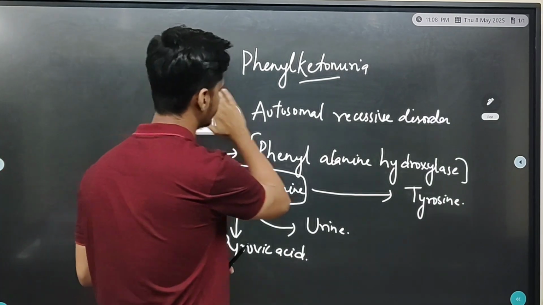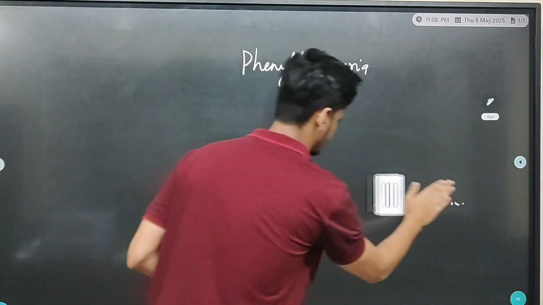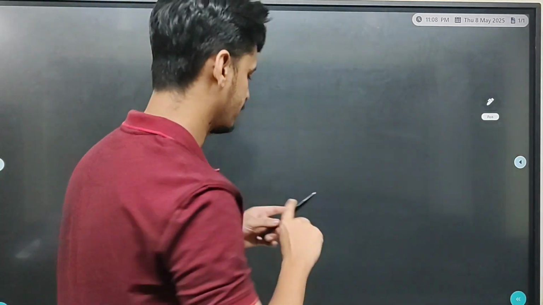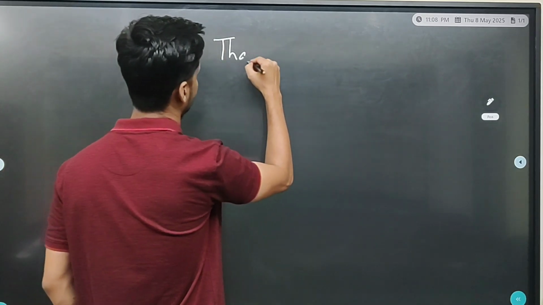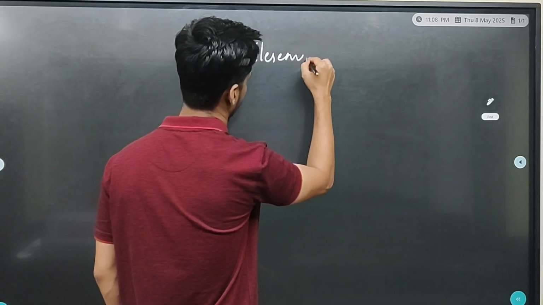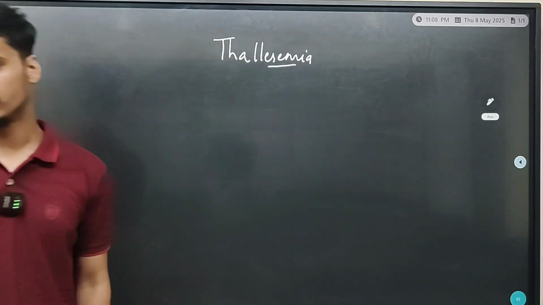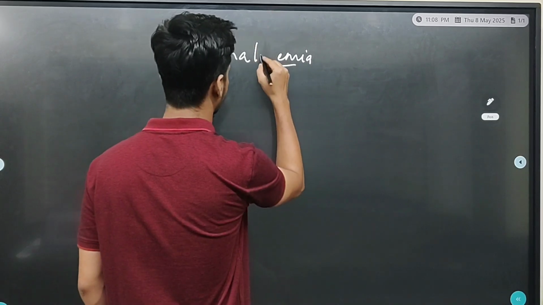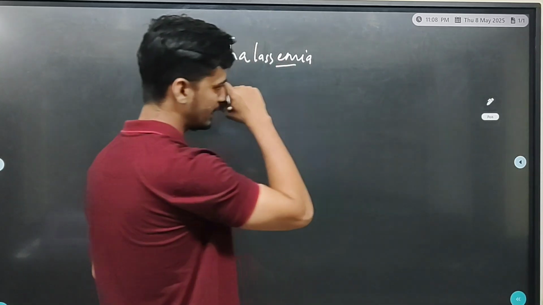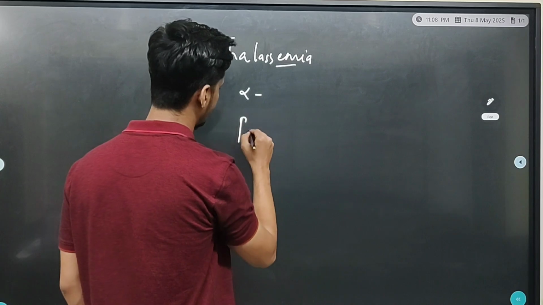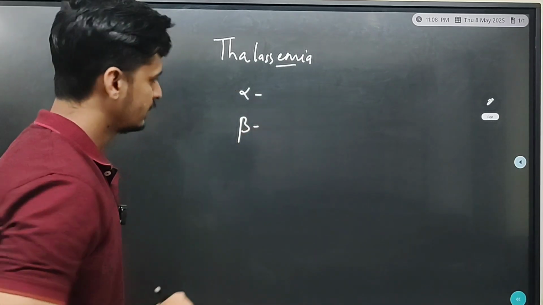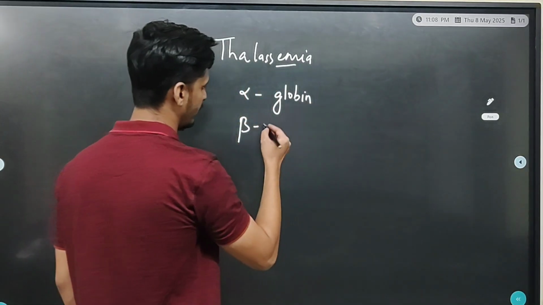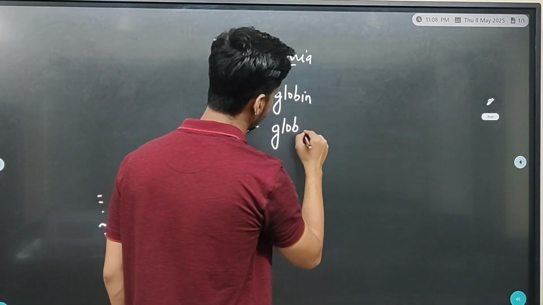The next disorder is also a type of Mendelian disorder. Next is thalassemia. Thalassemia is of two types, alpha thalassemia and beta thalassemia. So what happens in alpha thalassemia? There is reduction of alpha globin of hemoglobin, and in beta thalassemia, beta globin is reduced in hemoglobin.